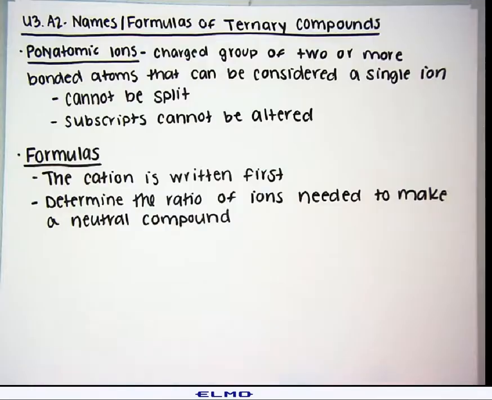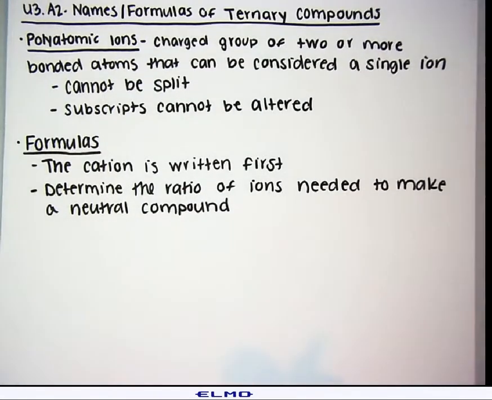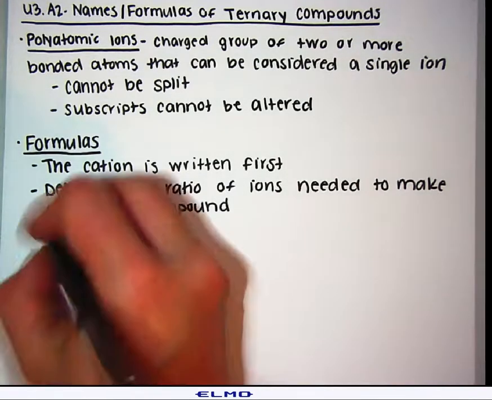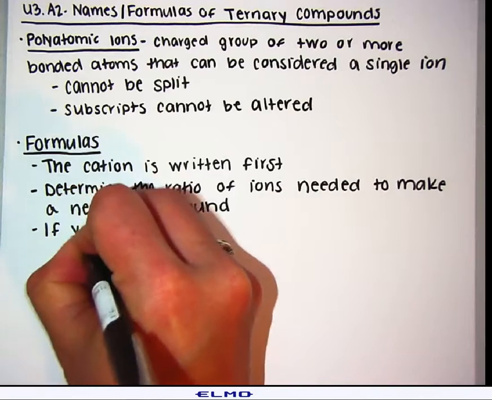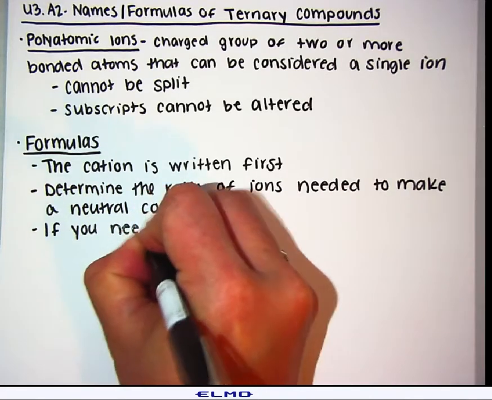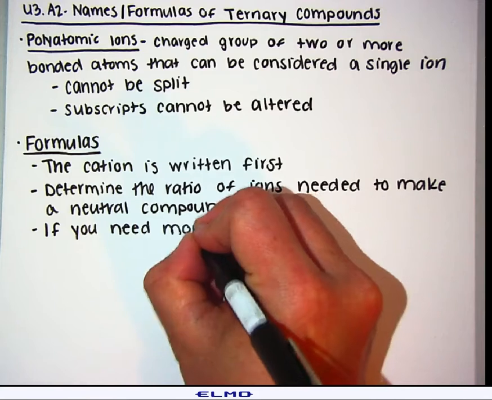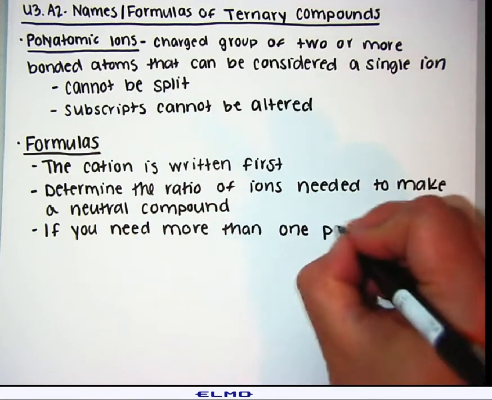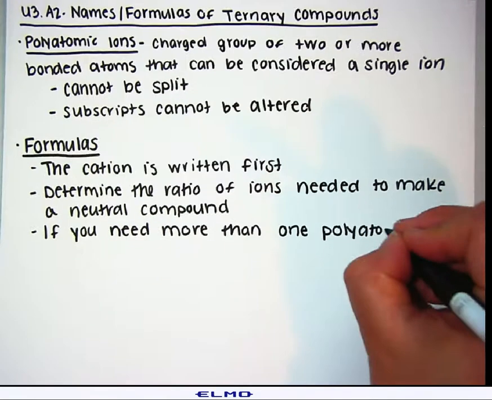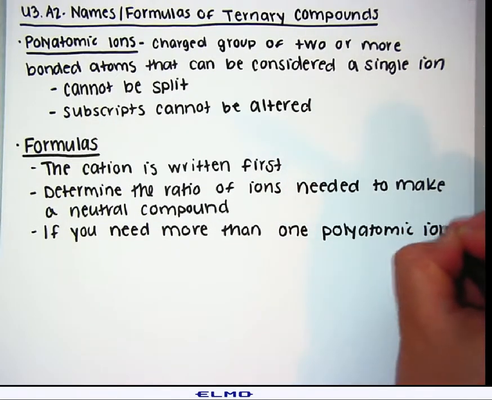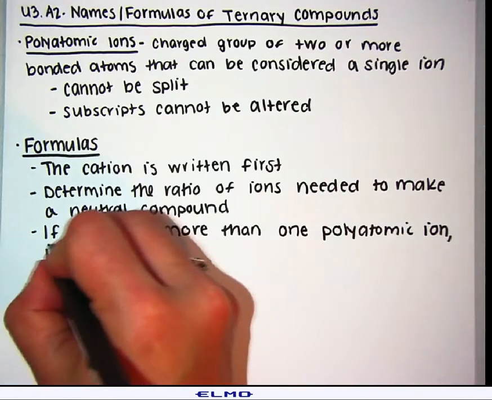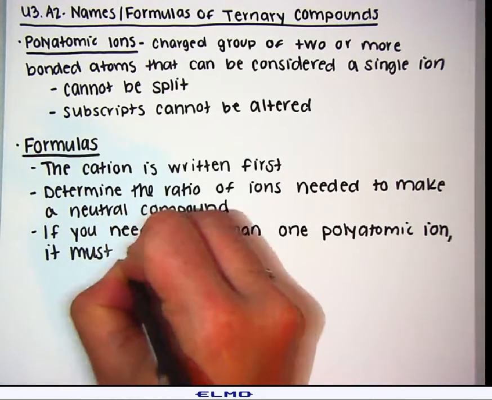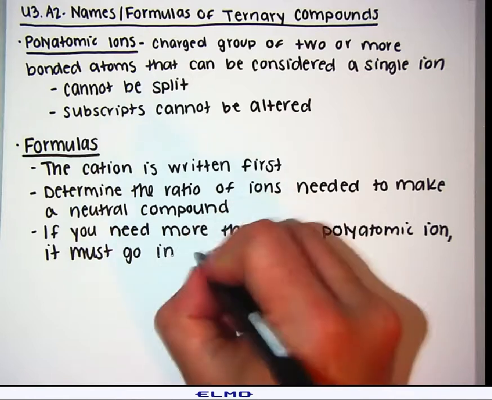Since we're still dealing with ionic compounds, they're still going to be neutral. I need a net charge of 0. The only thing that is going to be different is if you need more than one polyatomic ion. If you figure out your ratio and you need more than one polyatomic ion, it must go in parentheses.